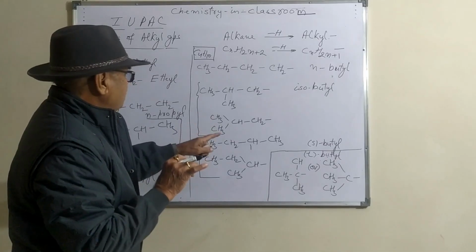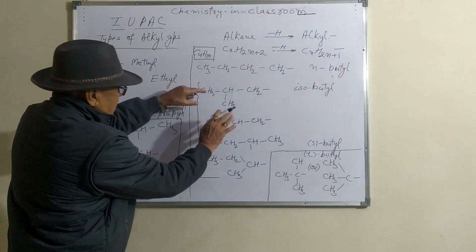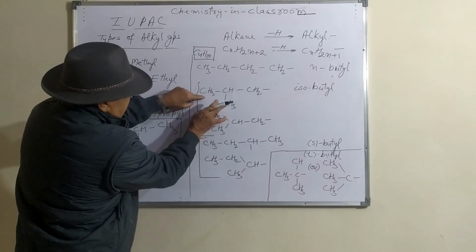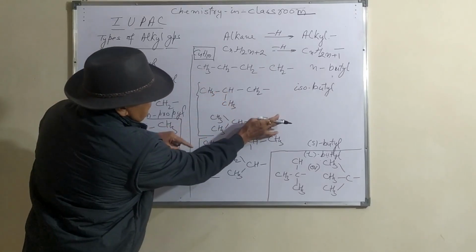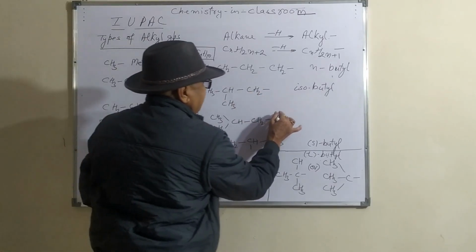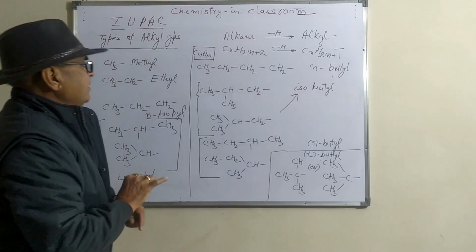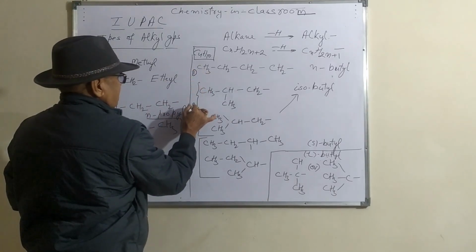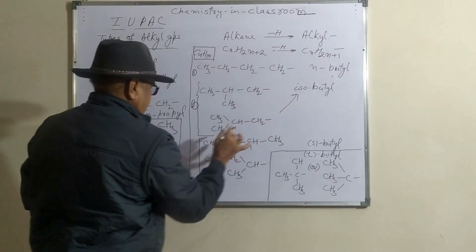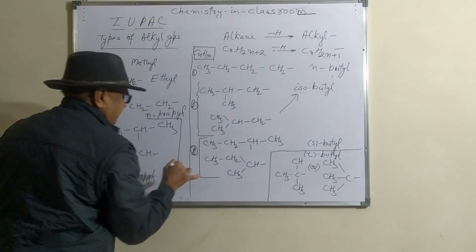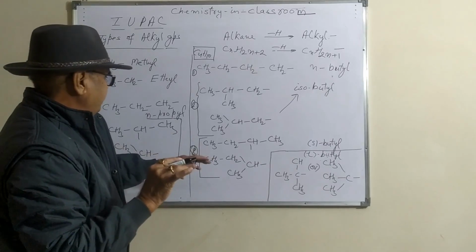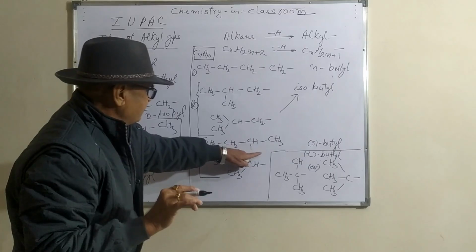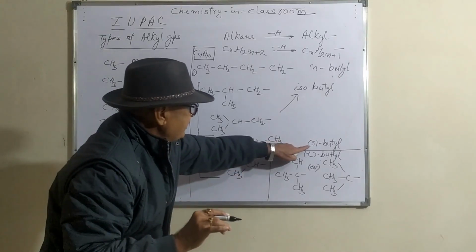Third one, this isobutyl can be written in this way. Both the CH3 groups are written in this way, and CH3, CH and CH2. This is also isobutyl. Now the first is n-butyl and second isobutyl. The third alkyl group of the butane will be this one. The name of this compound will be secondary butyl.